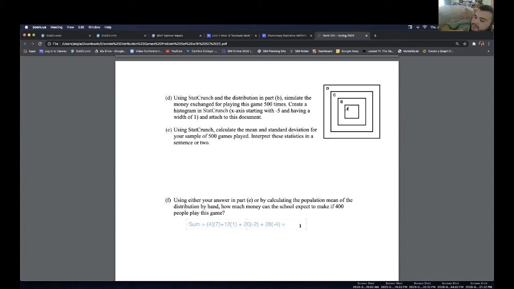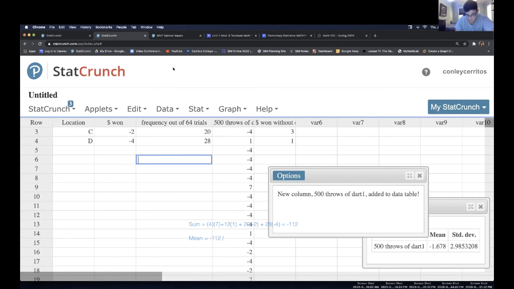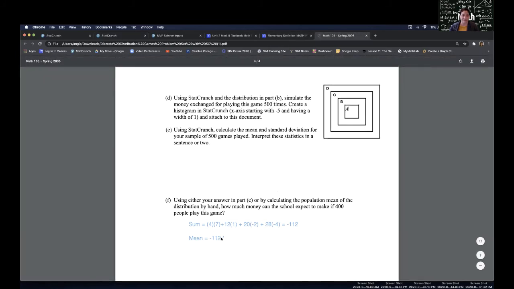So it'd be negative 112 for the sum. Negative 112. Anybody else get that? I hope so. When you add up all these values, notice they're going to be mostly negatives. And so the mean will be negative 112 out of how many values total? Back in StatCrunch, how many values total did we have here? This is out of 64 trials, right? So I'm going to divide by 64.